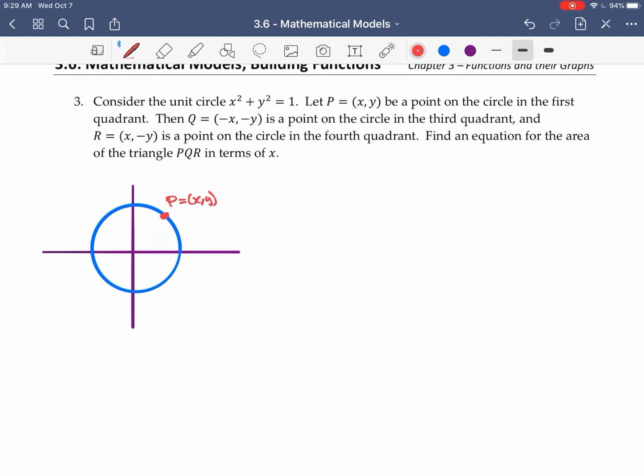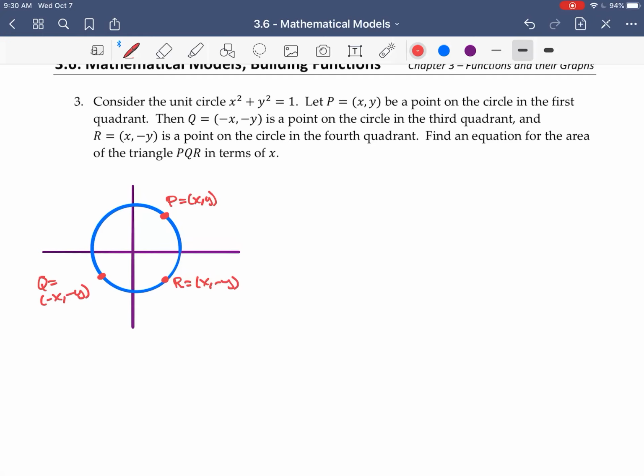Q is in the third quadrant, so it has points negative x, negative y. Okay, so it's going to be over here. So that's negative x, negative y. And R is in the fourth quadrant, and it's going to be down here. And it has coordinates x and negative y.